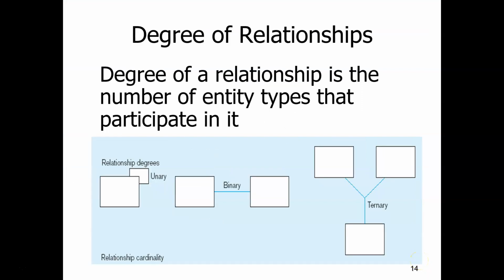Let's look at the relationships. Relationships can also have attributes. And also, sometimes two entities can have more than one type of relationship between them. You may have multiple relationships between two entities.